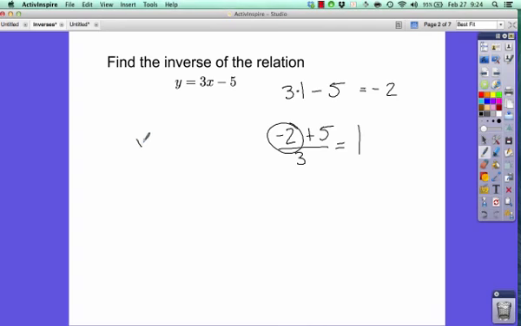So now my inverse relation is going to be input plus 5 over 3. Okay. So we're going to get a better way to do this, but I'm kind of greasing it out a little bit.